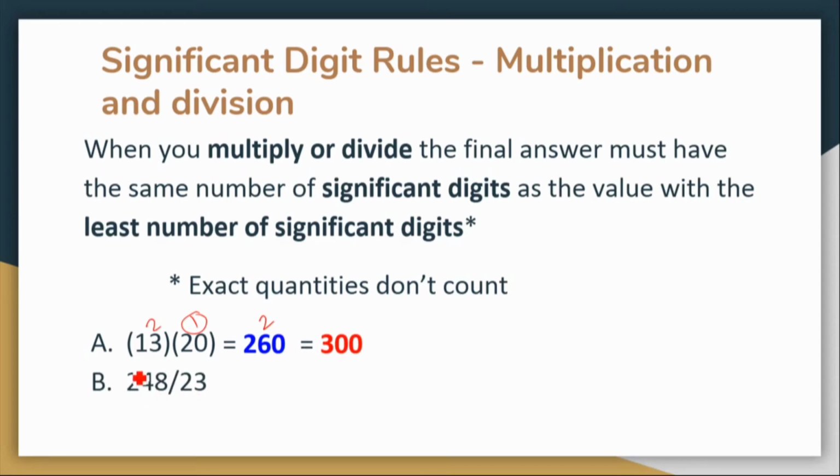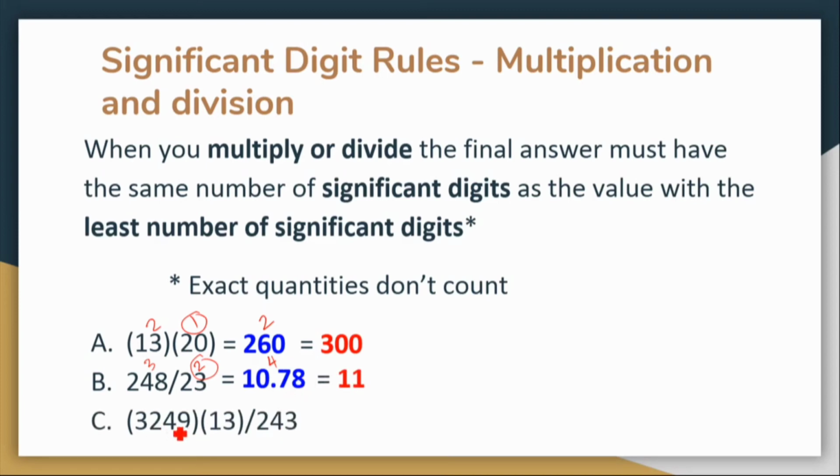Next, 248 divided by 23. The answer is 10.78. 248 has 3 significant digits. 23 has 2 significant digits, and our answer has 4 significant digits. Remember that we need to follow the least one, so it means 10.78 needs to be rounded off to 2 significant digits, and that is 11.